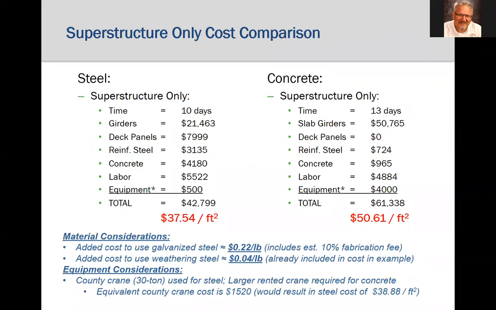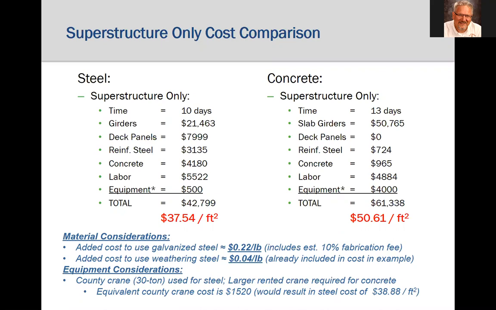The concrete is divided up into the slab girders, which is pretty much the total bridge. They just lay those down, so there are no deck panels. There is some reinforcing steel in the abutment work, the concrete for the abutment work, the labor, which is pretty close to the steel and the concrete, and the equipment, which is significantly higher.